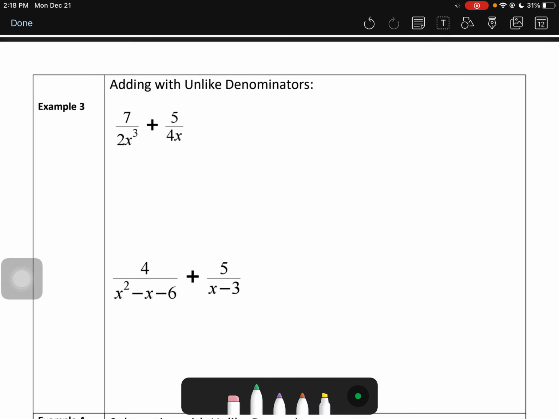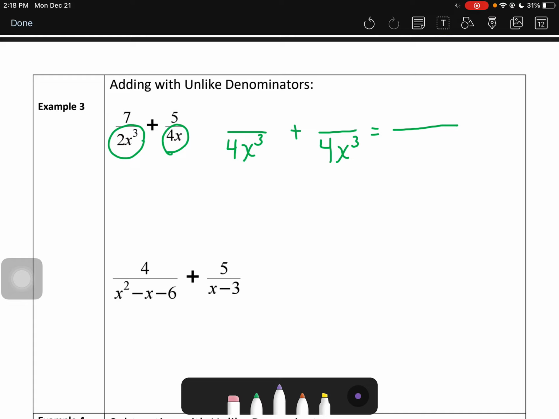All right, so finding the common denominator when we have expressions of 2x cubed and 4x. So first we say to ourselves, what is the common denominator for just the number values, 2 and 4? So it would be 4. And then if we want our x cubed and our x, our common denominator would be x cubed. It's always the largest amount of the variable.